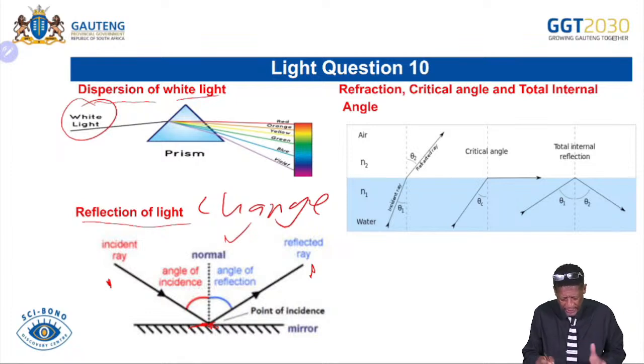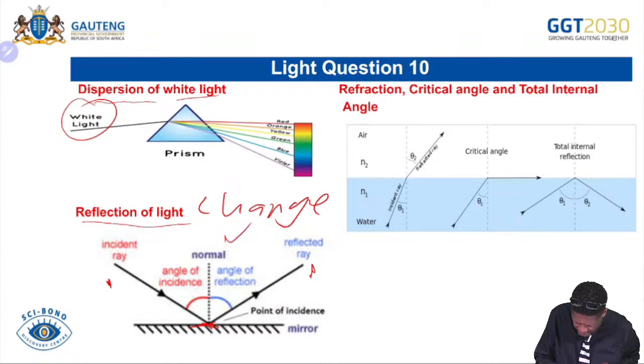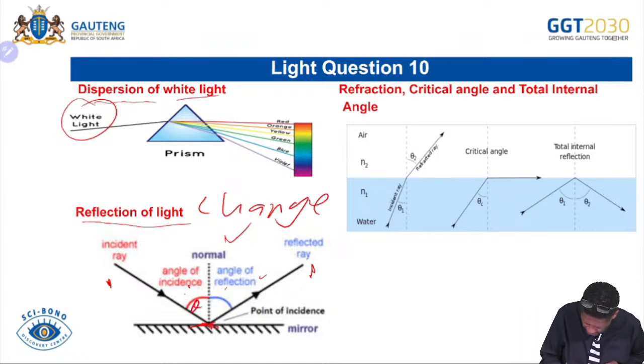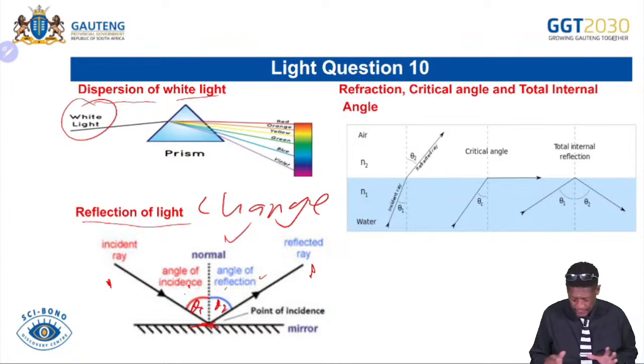Then that normal line is going to form an angle of incidence and the angle of reflection. So these angles are both equal, right? That we got from the law of reflection. The law of reflection says angle 1 and angle 2 are equal, right?